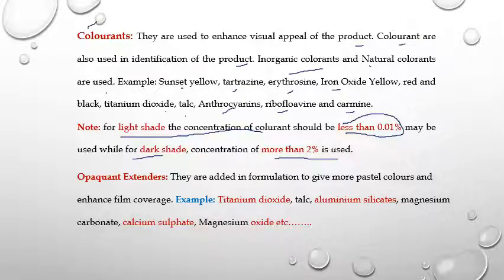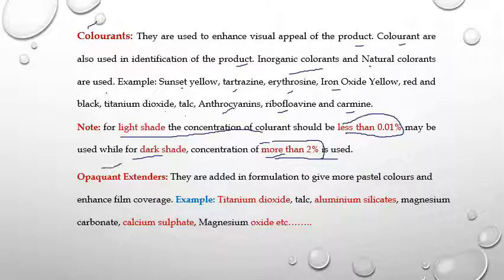This is the main point. So if you need a light shade, then you have to use less than 0.01% concentration, and for a dark shade you have to use more than 2% concentration of the same colorant agent.